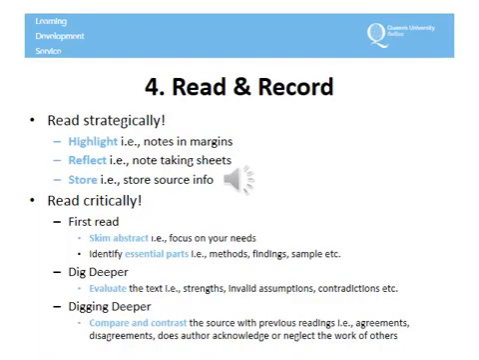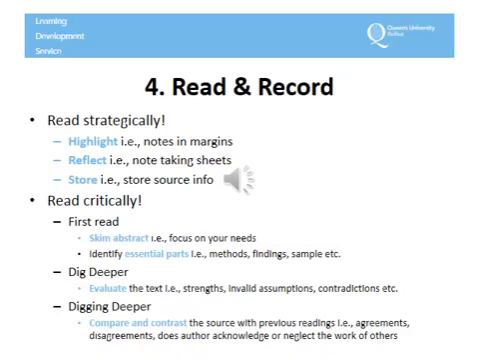Step 4. Read and record. Read strategically, making sure that you highlight, reflect and store all relevant information. But also read critically. On the first read, skim the abstract and focus on your needs. Identify the essential parts of the article or book, whether it be the methods, the findings, the sample. Then, take another read and dig deeper.